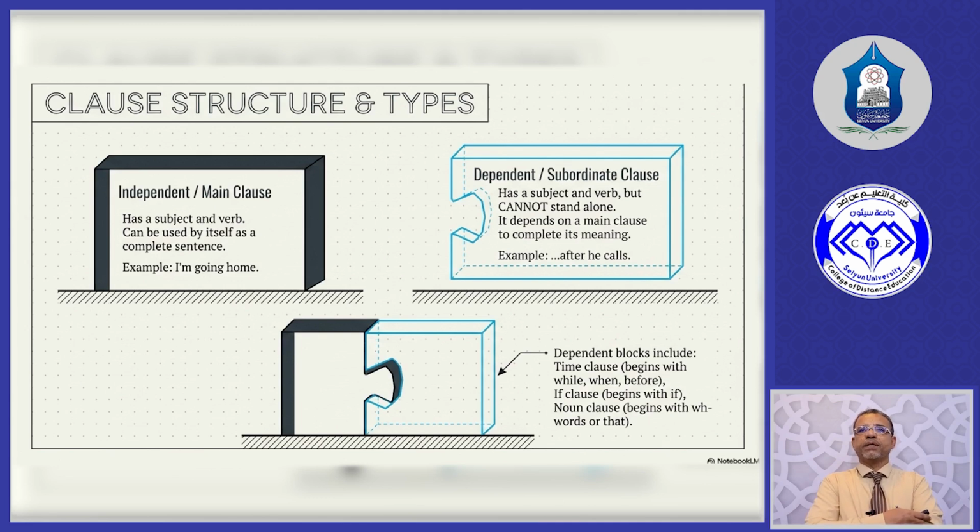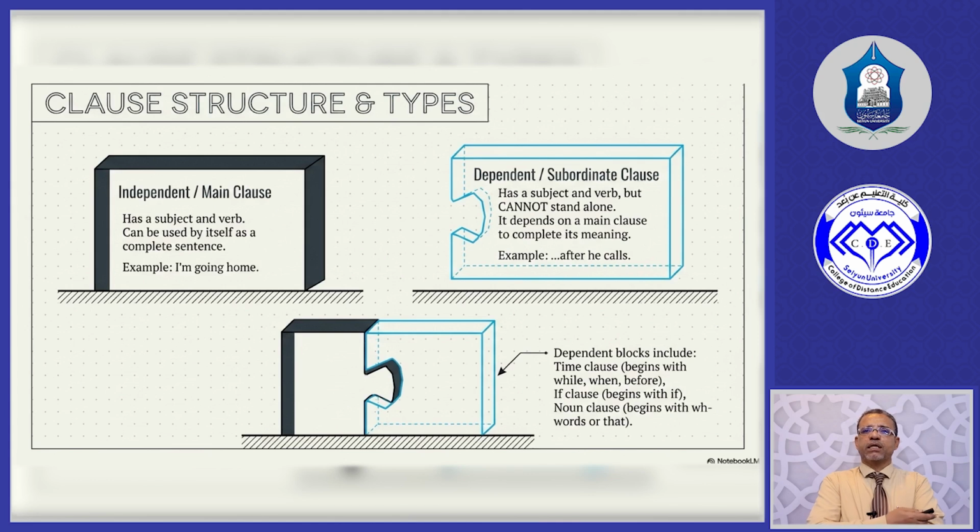The other one, the dependent or subordinate clause, has a subject and verb but cannot stand alone. It depends on the main clause to complete its meaning. Example: After he calls, what happened? Okay, you see here's a comma. So here we use what? After, if, when, while, and so on.